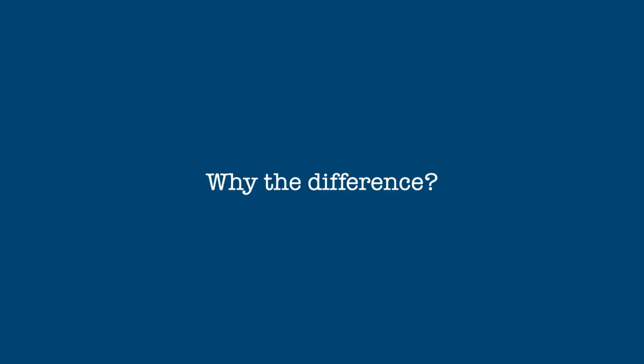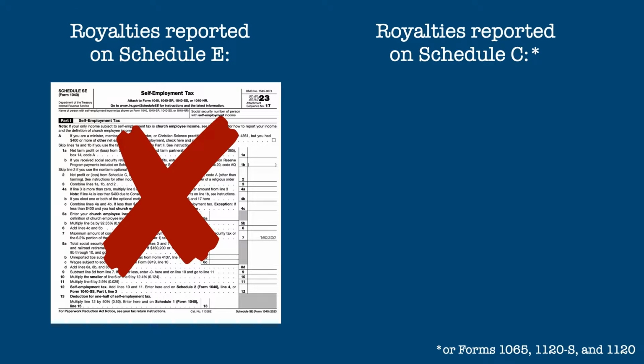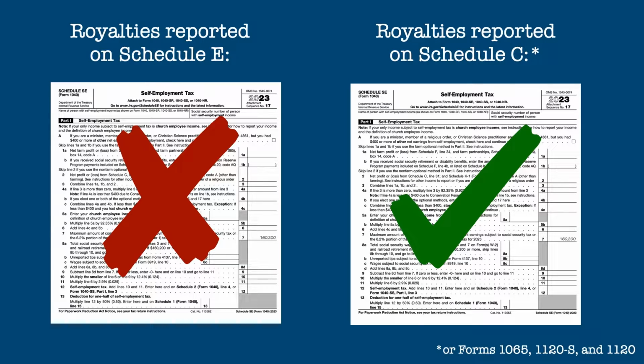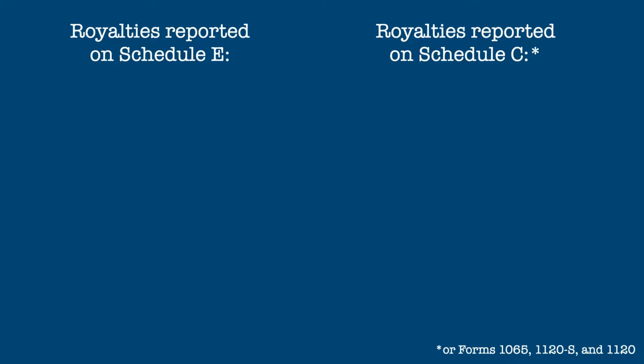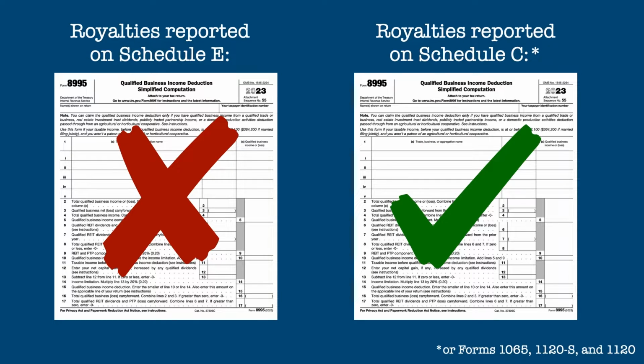Why the difference? First, royalties reported on Schedule E are usually not subject to self-employment tax, whereas business income reported on Schedule C is. Second, royalties reported on Schedule E are not qualifying business income, and as such, they don't qualify for a qualified business income deduction. Royalties reported on Schedule C, or Form 1065, or 1120S are considered qualifying business income in computing the deduction.